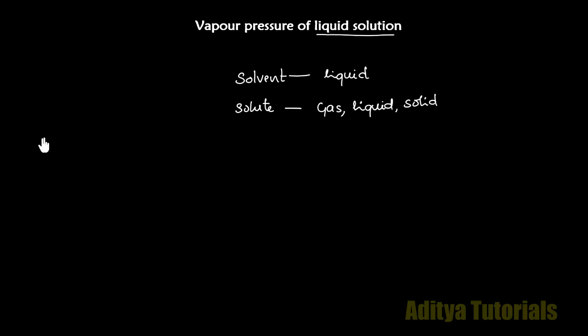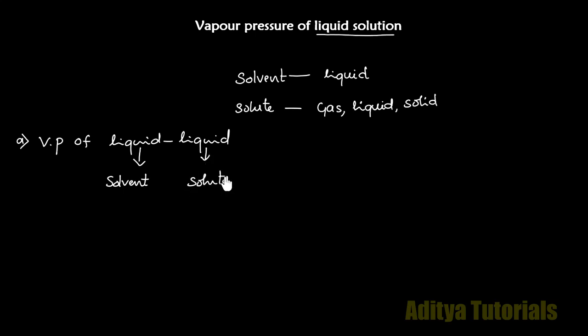Now we're going to discuss vapor pressure. Vapor pressure of liquid in liquid. This is the first part we are discussing here. It means that there are two components. One liquid is a solvent and the other acts as a solute. It means one liquid is present in a smaller quantity and the other liquid is present in a larger quantity.